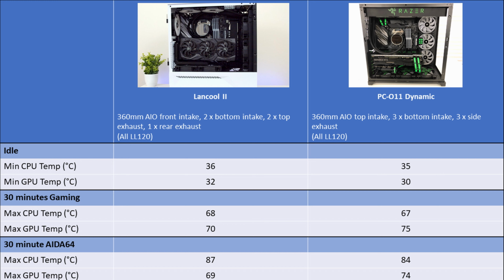Slightly different story with the GPU. The max GPU temperature during 30 minutes of gaming in the Lancool 2 was 70, whereas in the PC011 Dynamic it was 5 degrees higher at 75. During the AIDA64 test, it was a similar story, with the CPU being slightly hotter in the Lancool 2 at 87 degrees compared to 84 in the PC011 Dynamic, where again there was a 5 degree difference in the GPU temperatures, again being cooler in the Lancool 2 at 69 compared to 74 in the PC011 Dynamic.